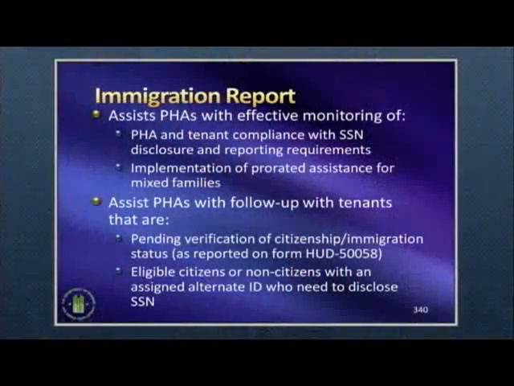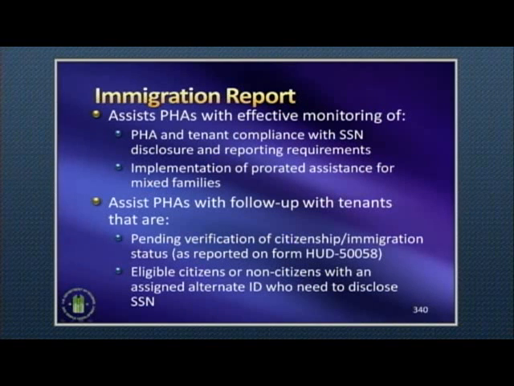Okay, so now I want to move on to a subset of the identity verification report, which is basically the immigration report. This report is designed to assist housing authorities with effective monitoring of PHA and tenant compliance with the Social Security number disclosure and reporting requirements, as well as implementation of prorated assistance for mixed families. Also, this report will assist housing authorities with following up with tenants that are pending verification of citizenship or immigration status as reported on the form HUD 50058.